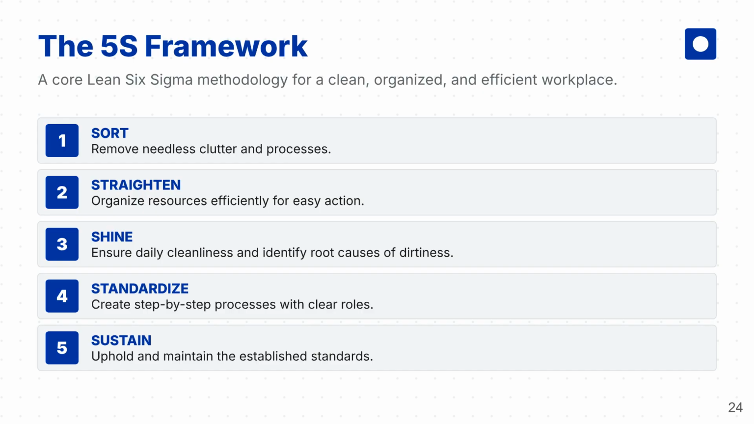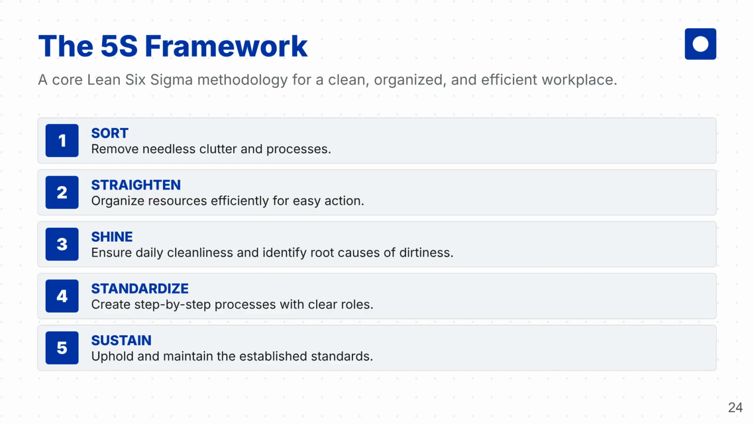The second step is straighten, sometimes called set in order. After unnecessary items have been removed, the remaining resources are arranged logically, so they are easy to locate and use. Every tool, document, or digital file should have a designated place, allowing employees to work efficiently without unnecessary delays.